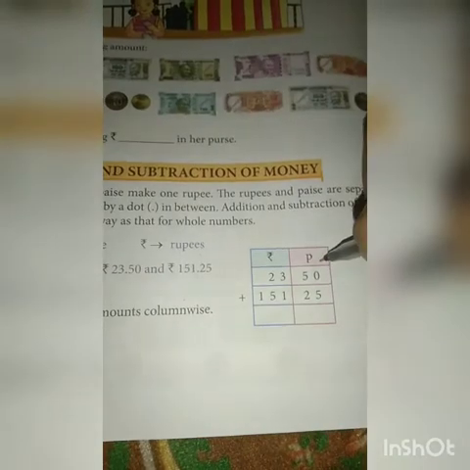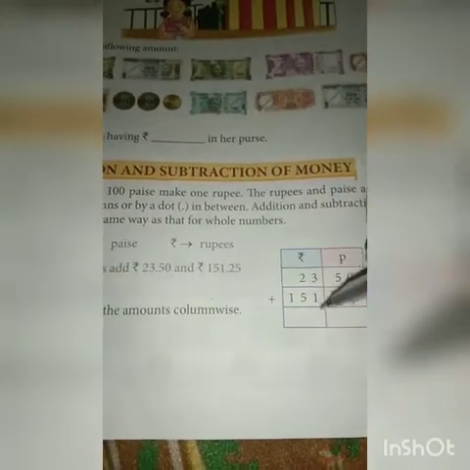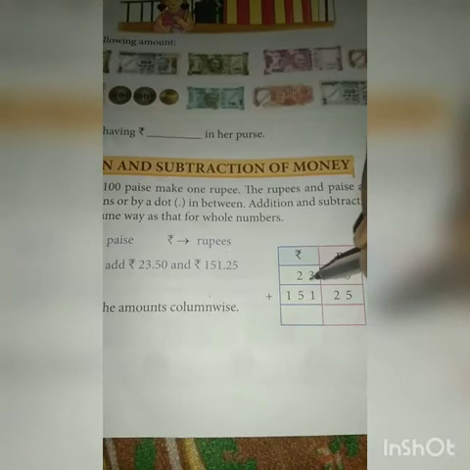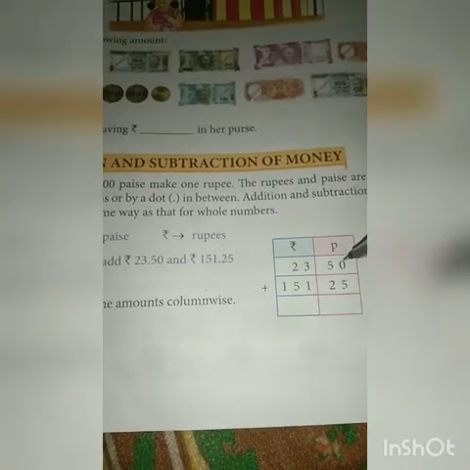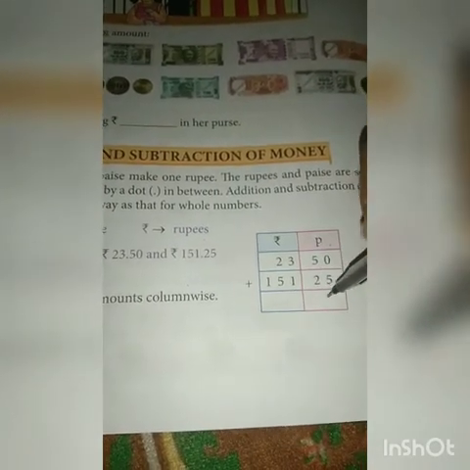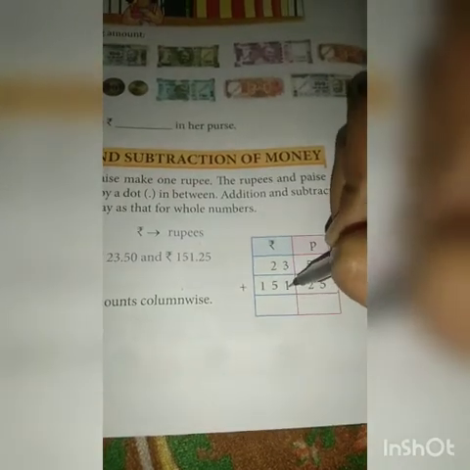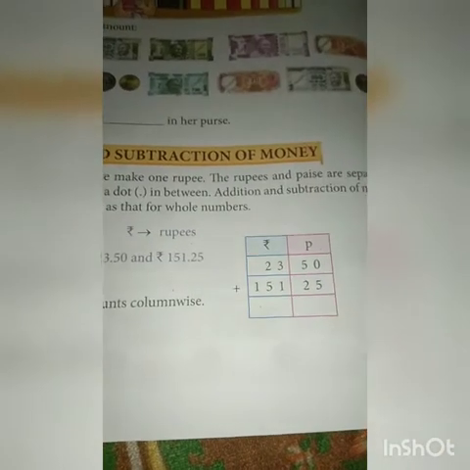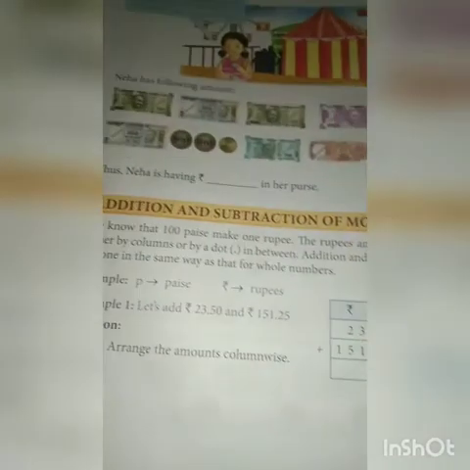So now we will arrange it. We will write here rupee and here paise, and the amount we will write it down. Arrange the rupees under the rupees column and the paise under the paise column. So now after arranging, we can add it easily. 5 plus 2, 7, that is 75 paise. 3 plus 1, 4, 2 plus 5, 7, and 1. So 174 rupees and 75 paise is there. So this is how we are doing.